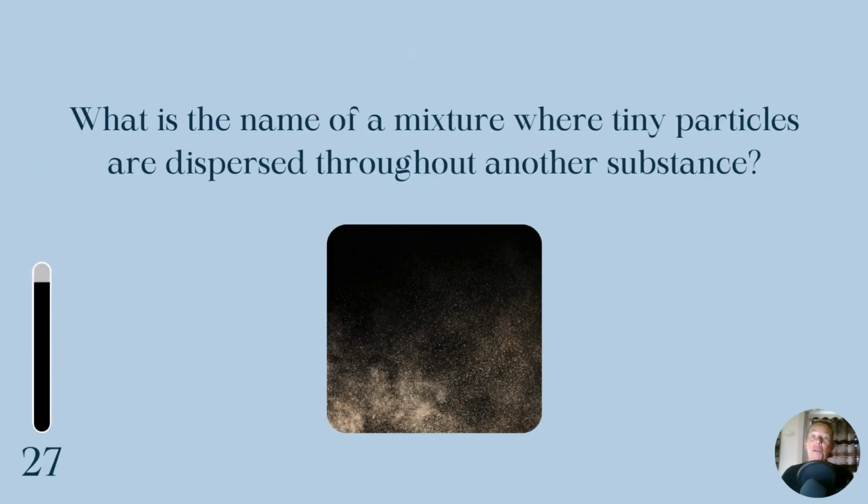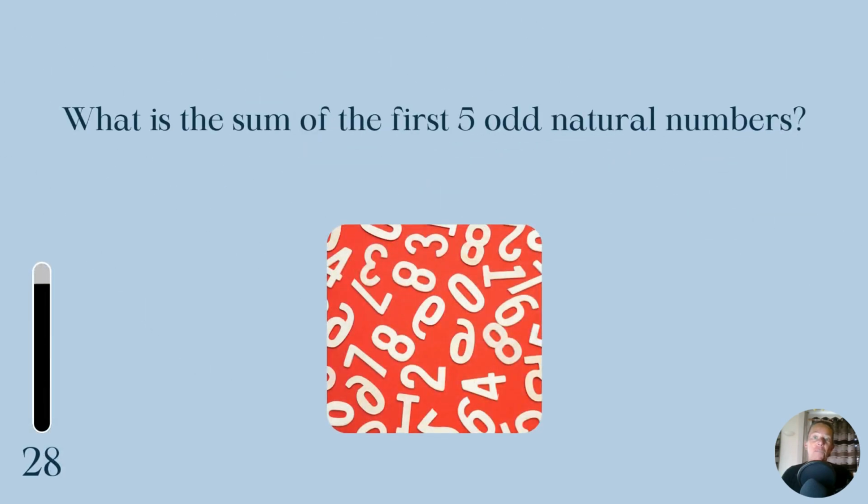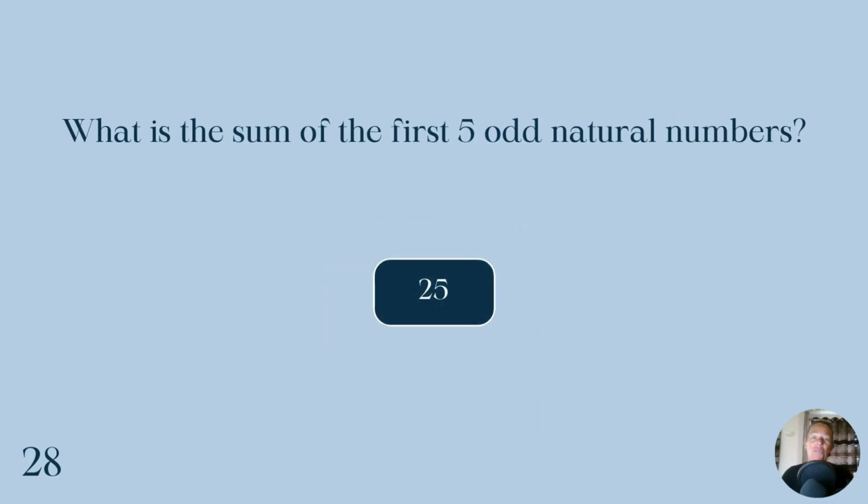What is the name of a mixture where tiny particles are dispersed through another substance? Colloid. What is the sum of the first 5 odd natural numbers? 25.